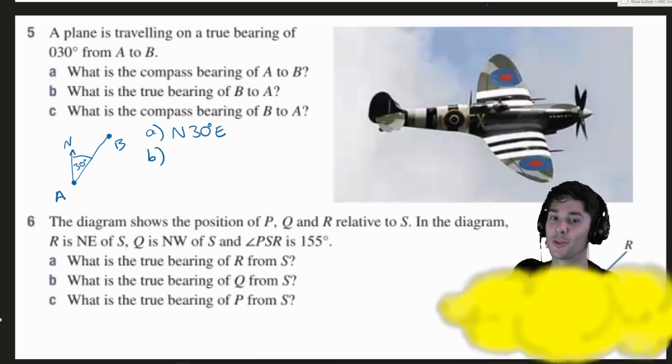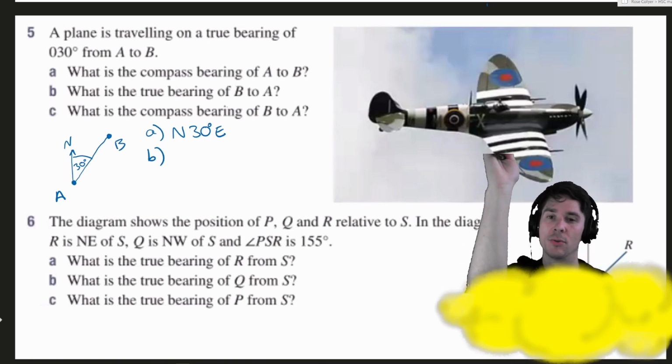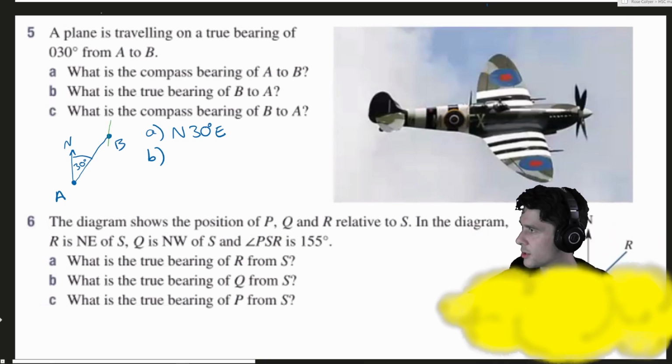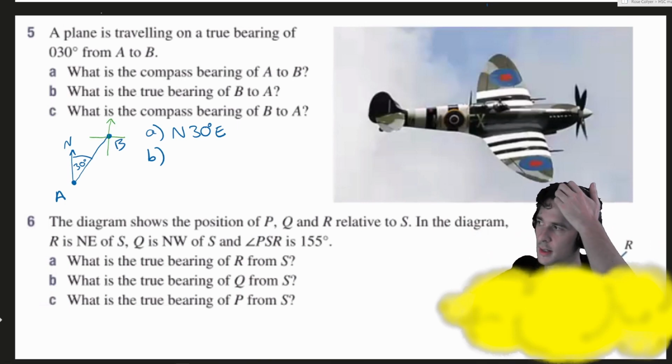Fantastic. Okay, so here they've inverted it. Now we want the true bearing of B to A. So if you were at B and you wanted to look in the direction of A, what is the true bearing you would have to face? If you start facing north and you turn clockwise 90 degrees, then you're facing east. So if we draw a little north, east, south, west cross there.